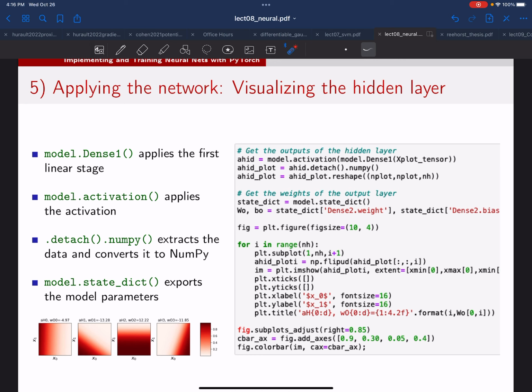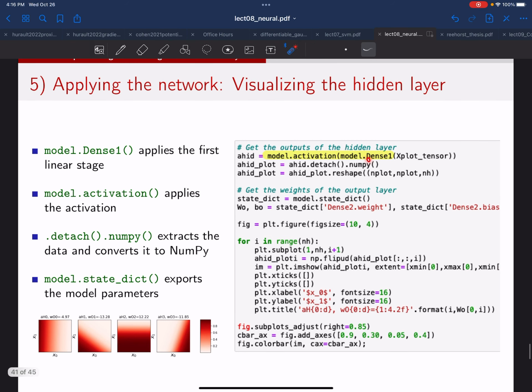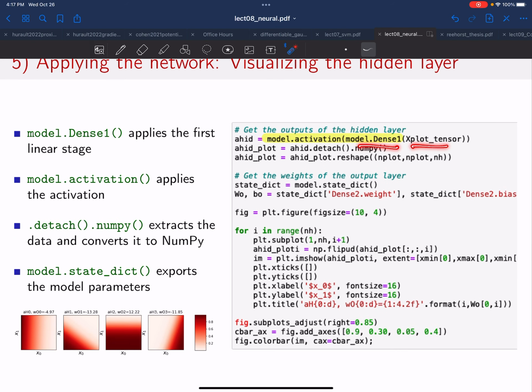So we're going to take our xplot tensor, which is what we made before. And now rather than putting it through the full model, which has 2 layers, we just want to temporarily make a new model that's just the first layer. We can do that by extracting the dense1 part of our model, putting our data through dense1, and then putting that result through model activation. And so that will be the hidden outputs. So those are torch tensors, so we have to detach them to NumPy.